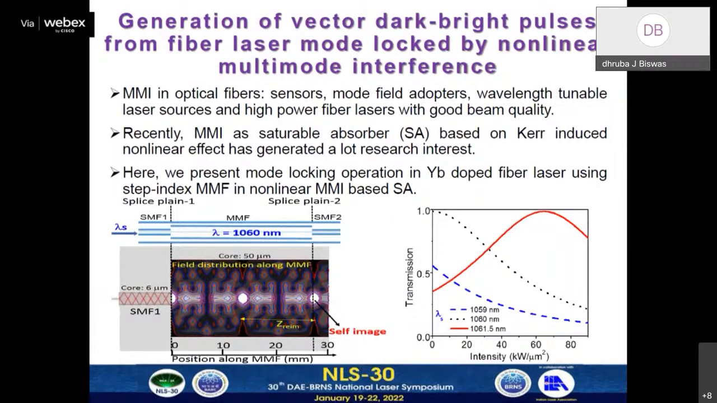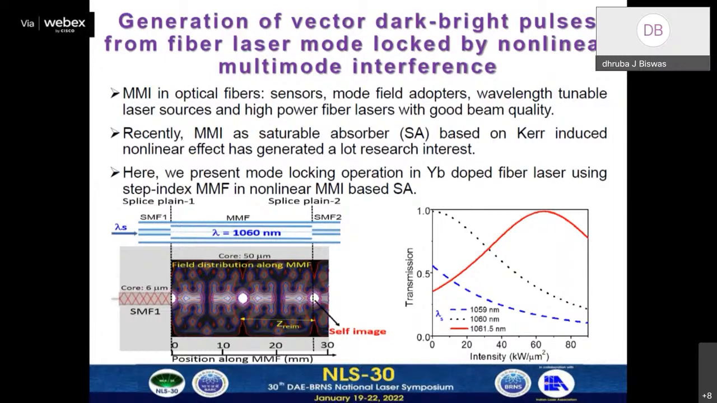Since in fiber lasers light is concentrated into a very small core diameter of the fiber, we cannot ignore the nonlinearity. So we have calculated the intensity dependent transmission of this MMI structure for different operating wavelengths. For the design wavelength, the self-imaging occurs exactly at the splice plane. Initially light is transmitted completely, but when the light intensity is increased, this self-image location moves away from the splice plane and the transmission decreases. So for this operating wavelength, this structure acts as a reverse saturable absorber.